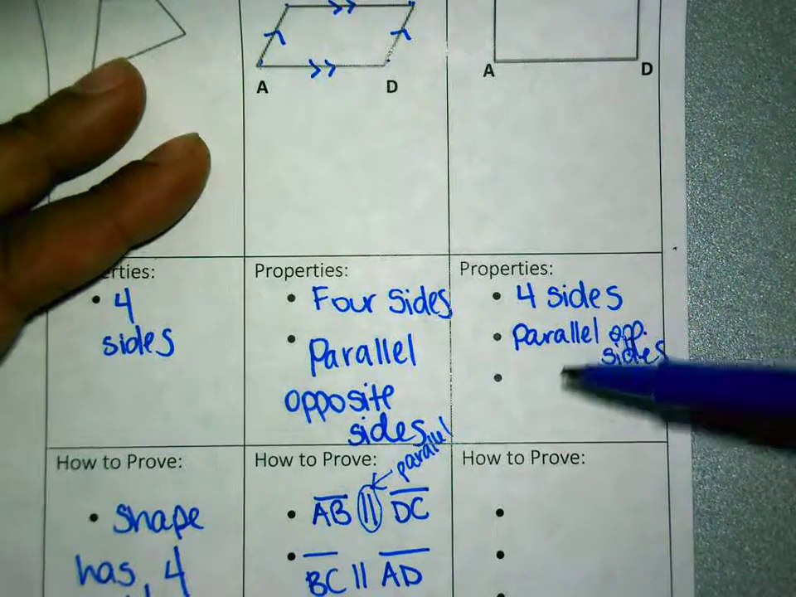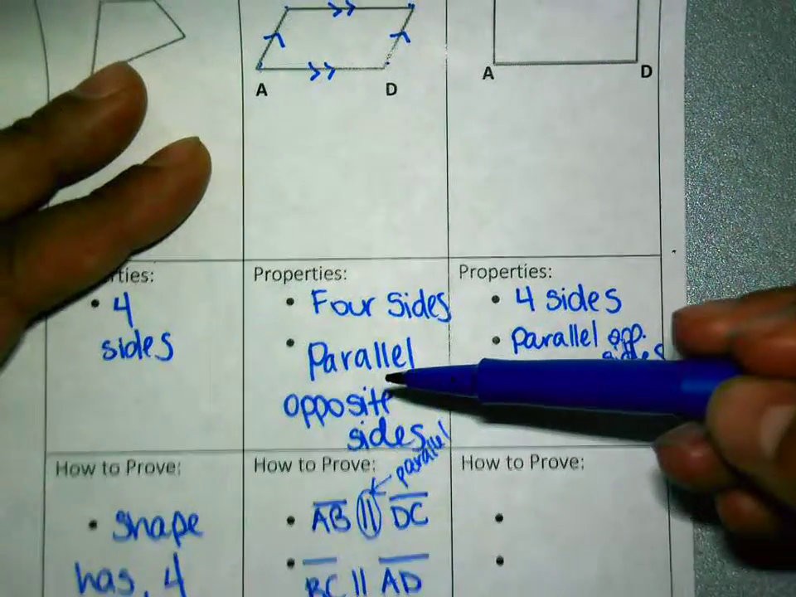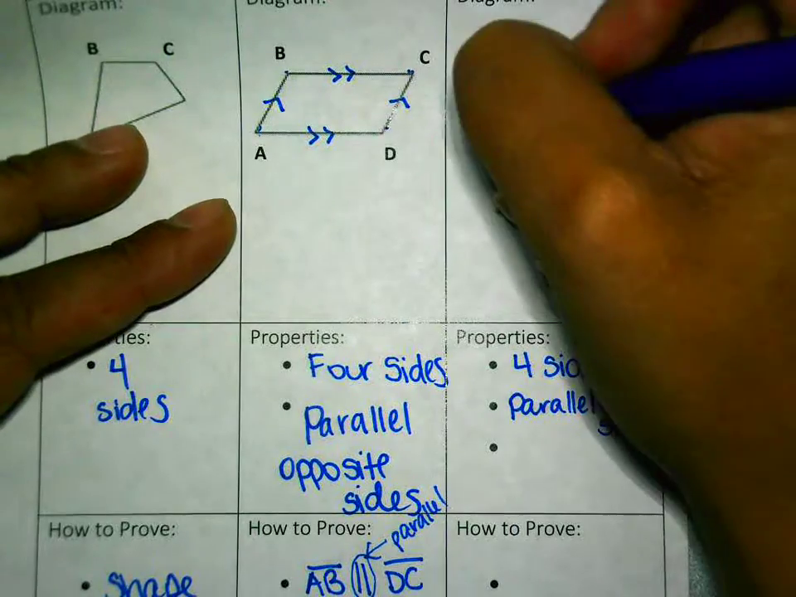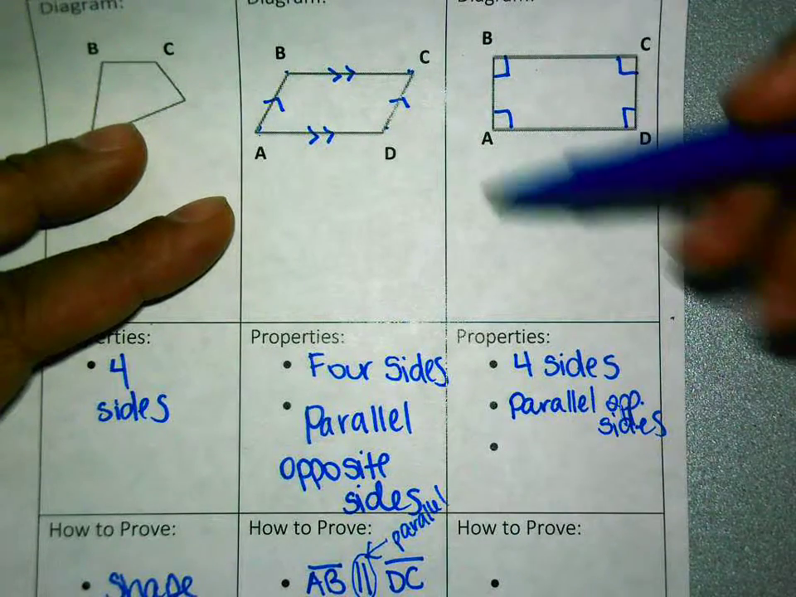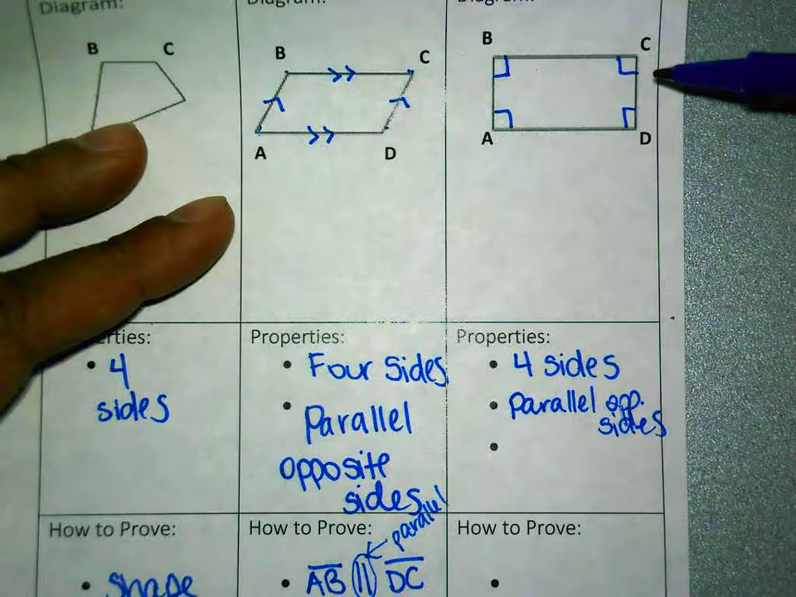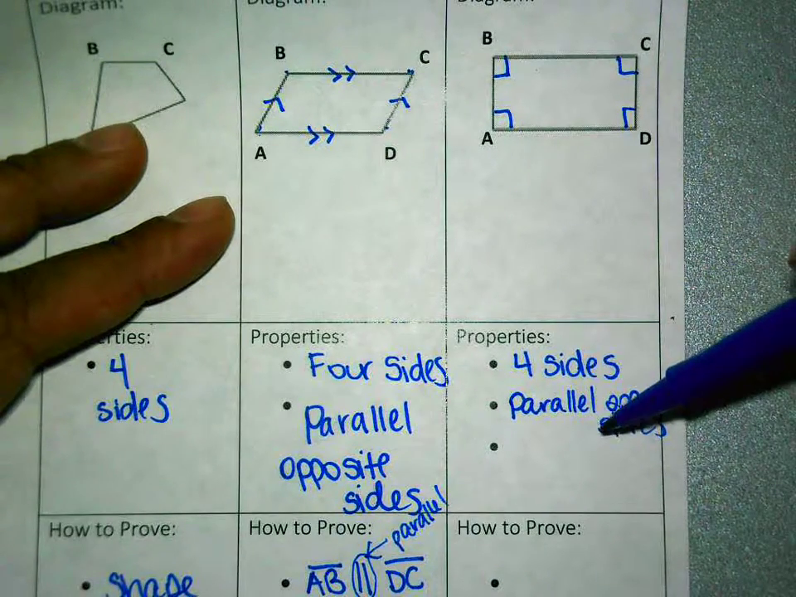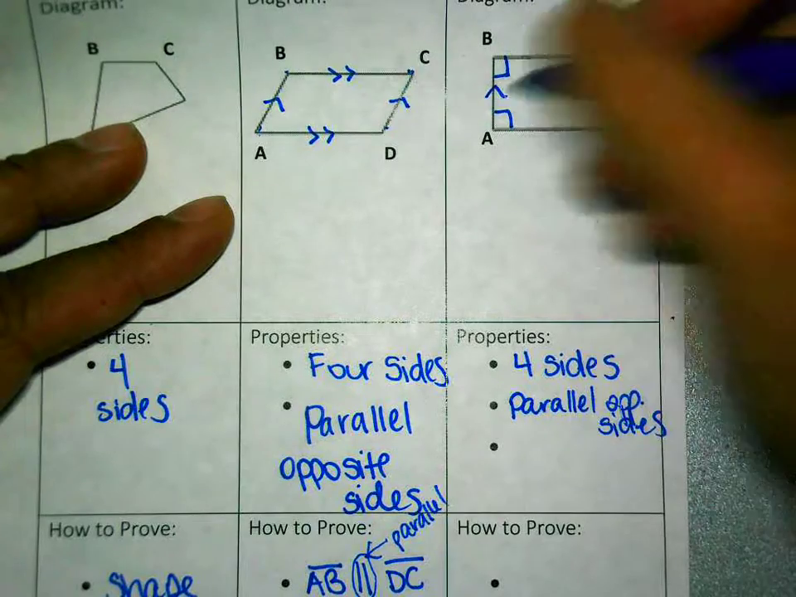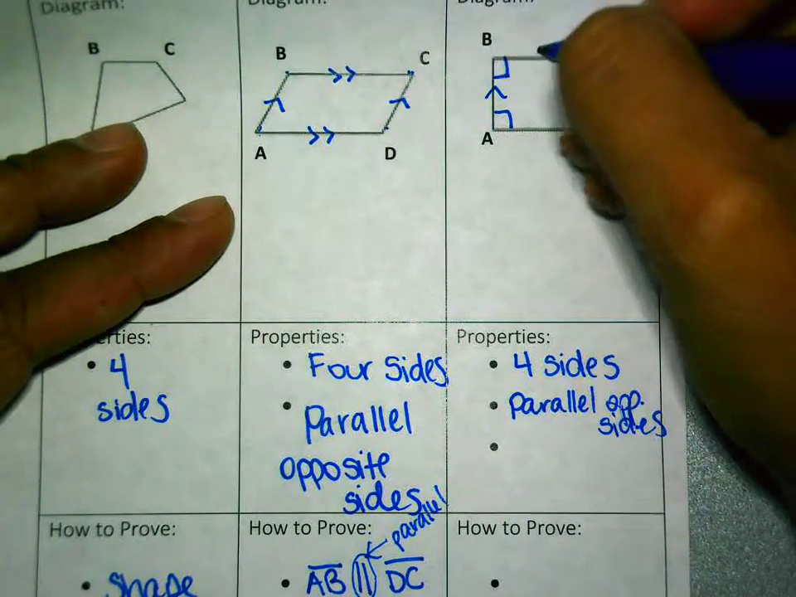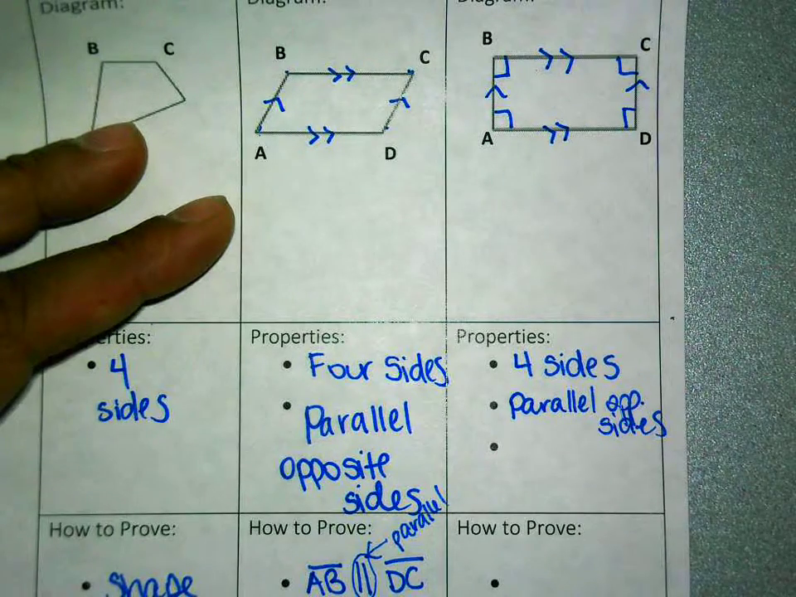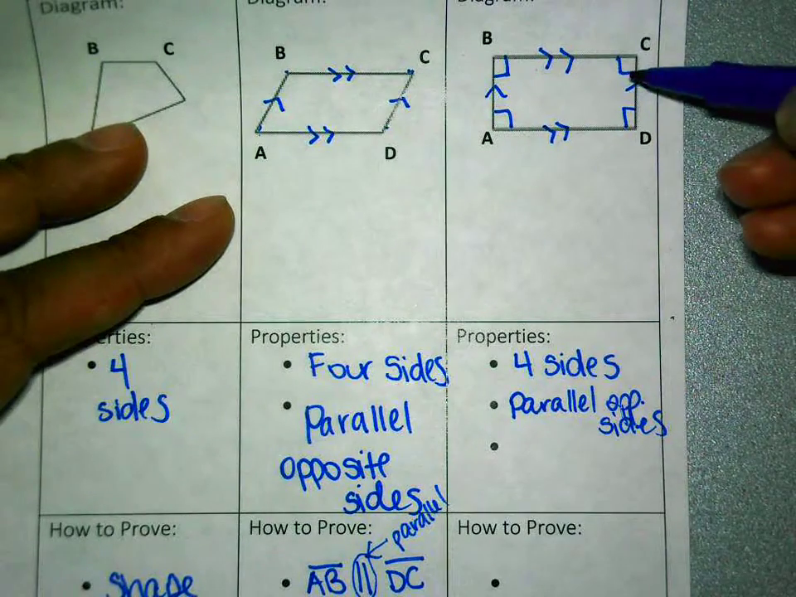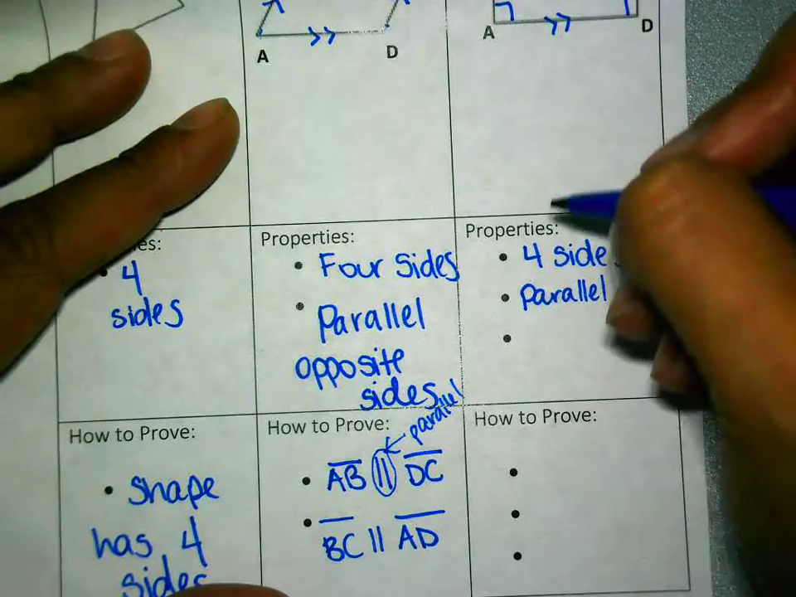But what makes them different from a parallelogram is that they also have right angles. That is what makes it a rectangle. 4 sides, parallel opposite sides, right? So BA, DC, BC, AD. Those things are important, but also they have right angles, 4 right angles.